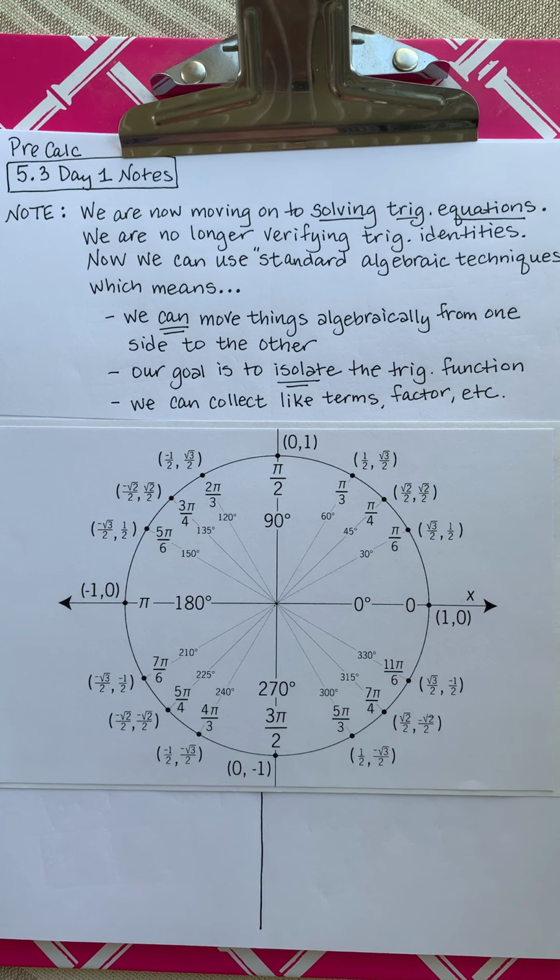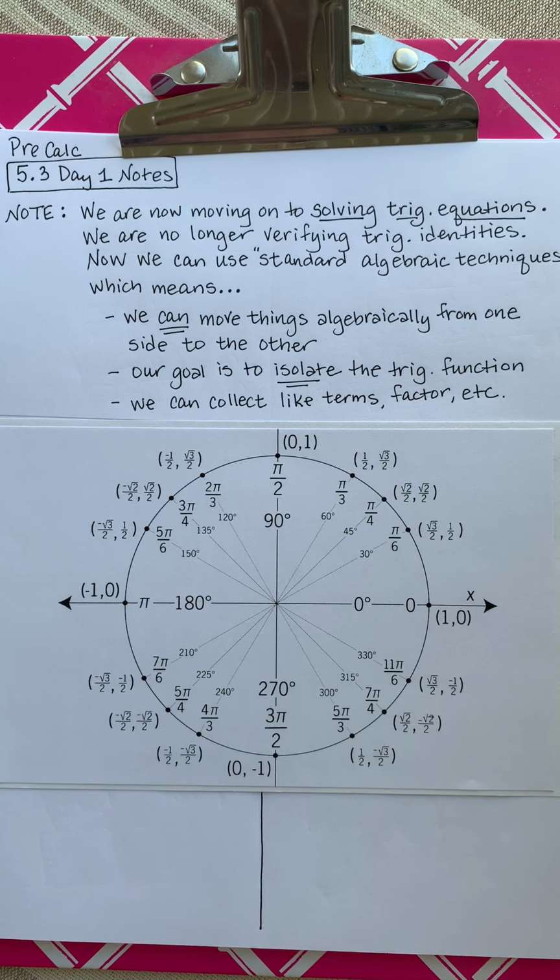Okay, our goal is to isolate the trig function. When we were in algebra, we were isolating the variable or the x, and now we're isolating the sine of x or the cosine of x or the tangent of x. We can do all the normal things that we did in algebra. We can combine like terms, we can factor, we can do all those sorts of things.